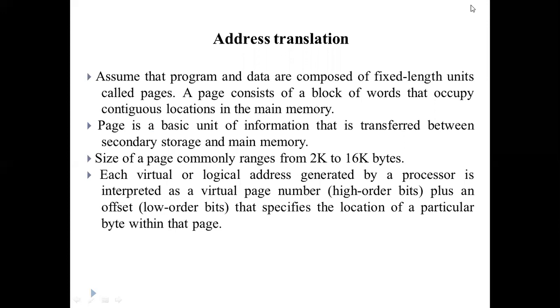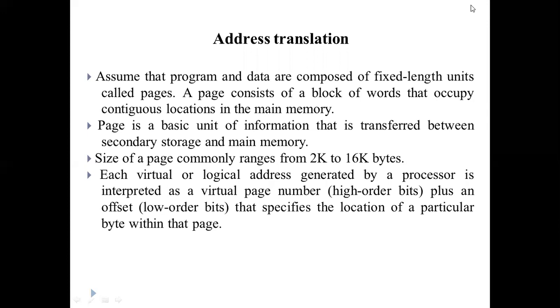Assume that the program and data are composed of fixed length units called pages. As I have told you, a page consists of a block of words that occupy contiguous locations in the main memory. You have to be very vigilant with this particular term, contiguous allocation. A page is the basic unit of information that is transferred between secondary storage and the main memory. The size of a page commonly ranges from 2K to 16K nowadays, but it can be larger.